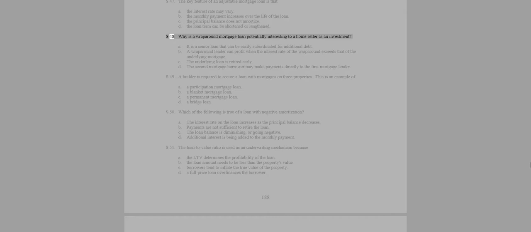S48. Why is a wraparound mortgage loan potentially interesting to a home seller as an investment? A. It is a senior loan that can be easily subordinated for additional debt. B. A wraparound lender can profit when the interest rate of the wraparound exceeds that of the underlying mortgage. C. The underlying loan is retired early. D. The second mortgage borrower may make payments directly to the first mortgage lender.